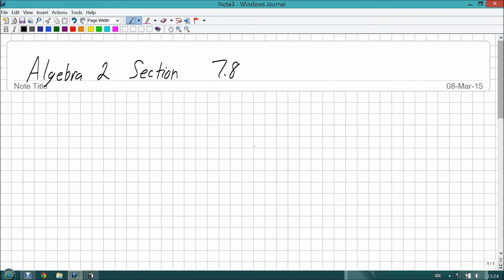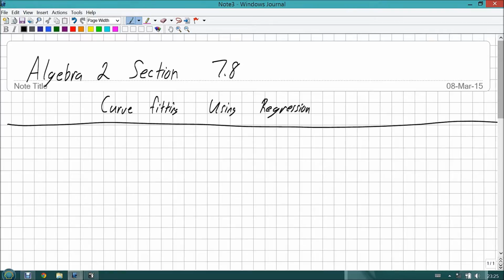Today we're going to be going over section 7.8, curve fitting with exponential and logarithmic models. So this is curve fitting using regression. This one's a little more difficult than normal, mainly because using regression requires a lot of work, a lot of calculations, which we don't have time to do as a human being. So instead we are going to learn the shortcuts.